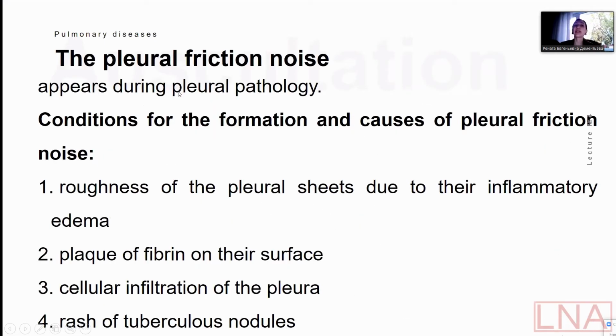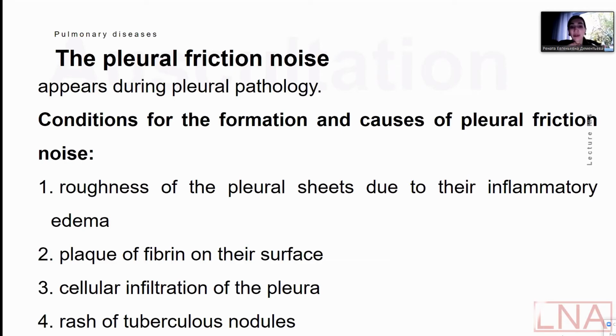So the pleural friction rub appears during pleural pathology. Conditions for the formation and causes of pleural friction rub. First condition: roughness of the pleural sheets due to their inflammatory edema. Second: fibrin deposits on their surface, increasing density, with crepitus.